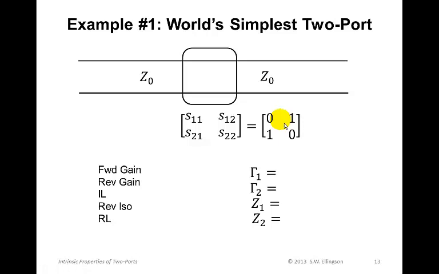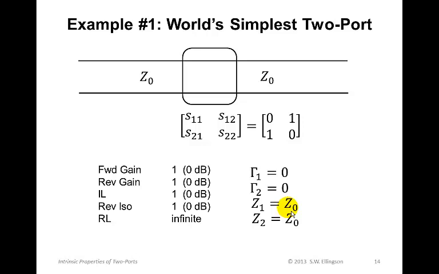Now let's calculate the values for the various parameters that we have defined in the previous slides. Forward gain, reverse gain, insertion loss, reverse isolation, return loss, the input and output reflection coefficients, and the input and output impedances. I recommend you pause the video at this point and work these values out for yourself first before I show you the answers. So if you care to do that, please pause the video now. Okay, here are the answers.